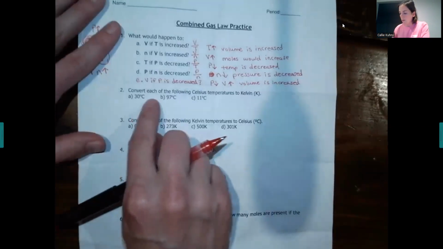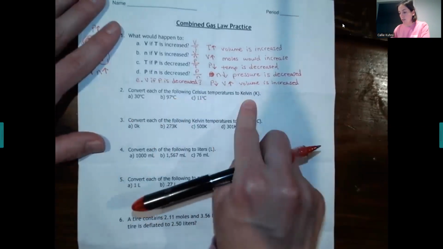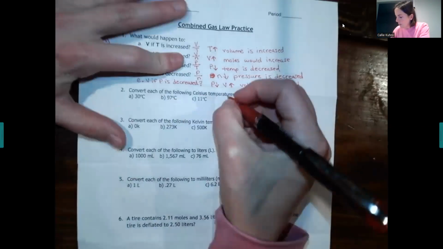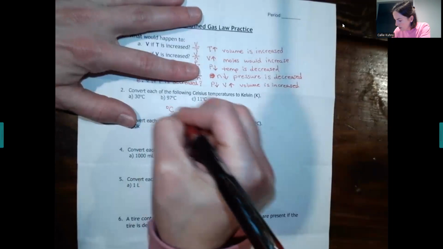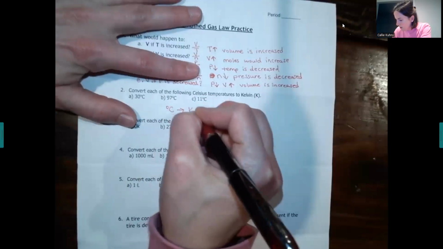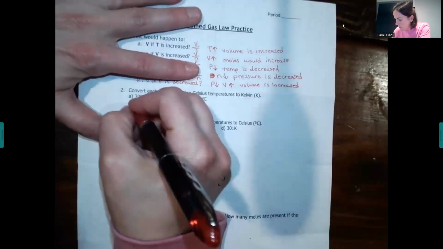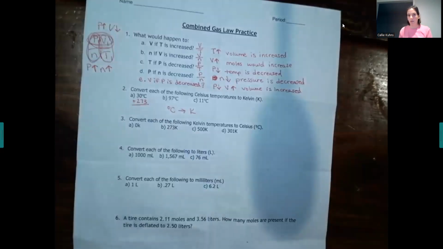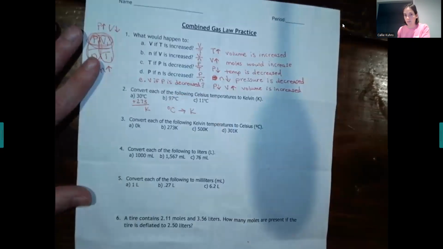For number two, convert each of the following Celsius temperatures to Kelvin. Y'all seemed to get this pretty good yesterday. Might need your calculator, might not, depending on how good your mental math is. Anytime we're going from degrees Celsius to Kelvin, we always want to add 273 to our number. So for all three of these, you're going to be adding 273 to tell me what the temperature is in Kelvin.